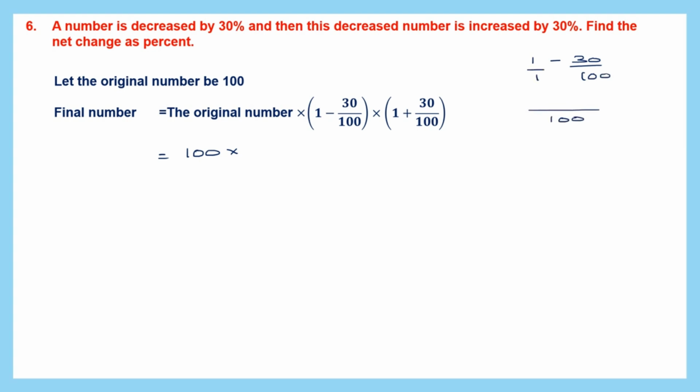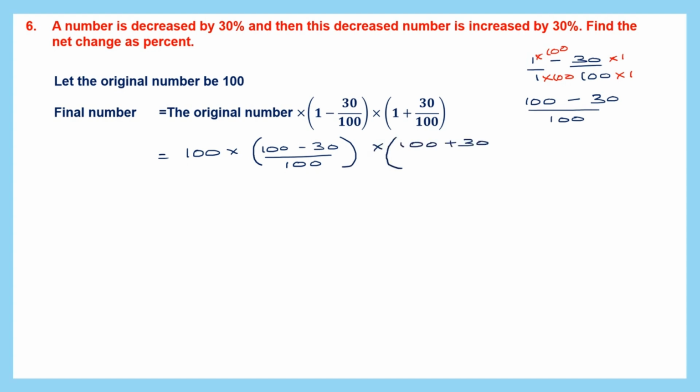And here we say 1 into 100. So we multiply this also by 100. So that becomes 100. And here 100 into 1. So this is also into 1. So 30 into 1 is 30. So let's write this 100 minus 30. In brackets we can write that 100 minus 30 by 100 into. Now here, since it's plus, we just have to say 100 plus 30 by 100.